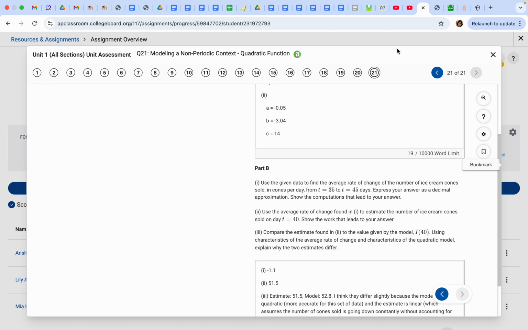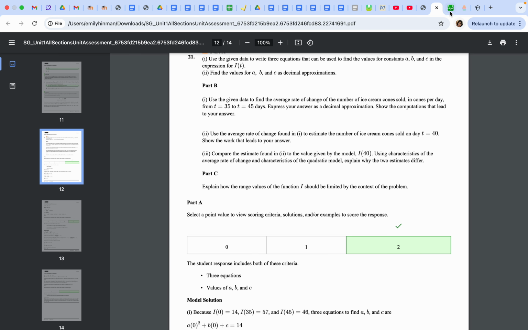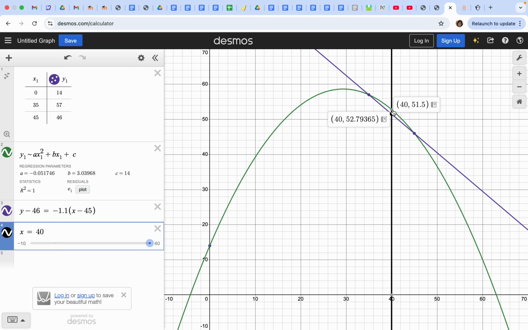And that really brings us to part 3, compare the estimate and what our model says. Well, our model says 52.79, right? And why are they different? And you hit on this, the parabola is going to curve around a little bit, and this secant line is going to pass through. And since the graph is concave down and it's decreasing, that means that this is going to be an overestimate and this is going to be the underestimate.